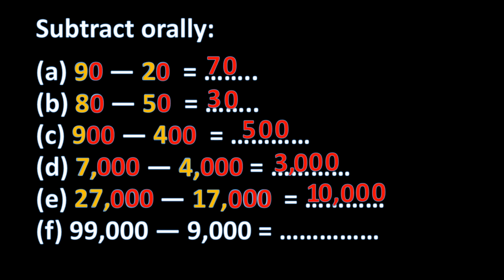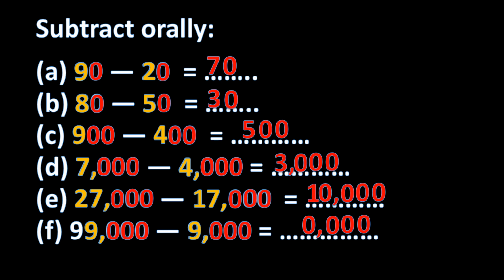And the last is question number F. 99,000 minus 9,000 is equal to dash. Can you tell me what we have to write in ones place, tens place and hundreds place? Yes, 0. Because 0 minus 0 is equal to 0. Then subtract the digit in thousands place. 9 minus 9 is equal to 0. So write 0 in thousands place.